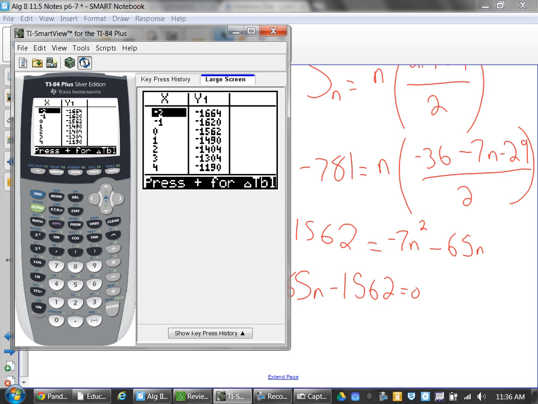Now, I need you guys to look at this. Is anybody's table not going up by single values, like going up by 1 each time? Ran across this last hour, somebody's going up by like 8.